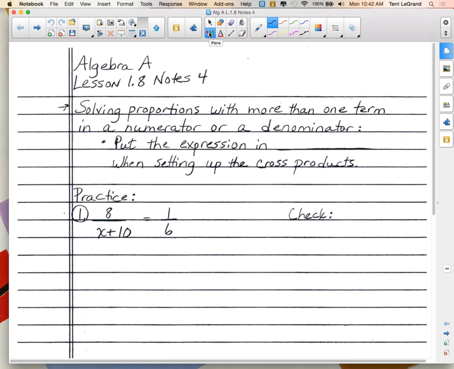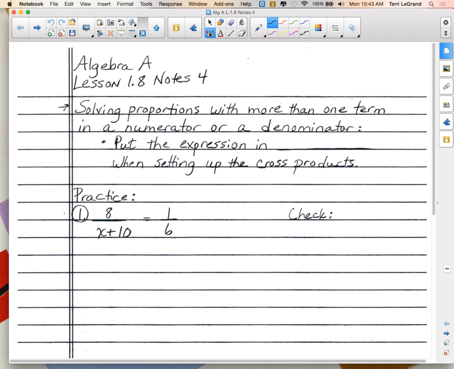Learning goal today: I can solve a proportion. We've been doing that for a while now, but today we're going to need to use the cross products property, otherwise I'm not sure you'll have an understanding of how to solve them. So we're going to use the cross products property that we've already learned, and I can check my solution.